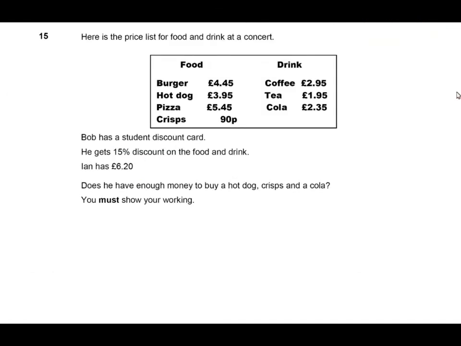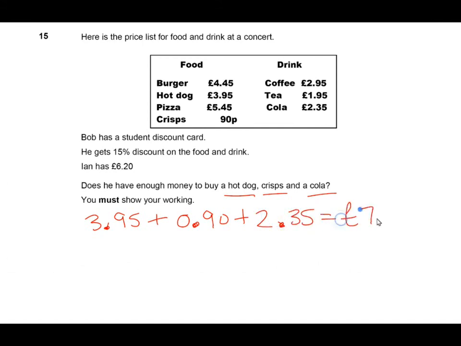Question 15. Here are the prices for a list of food and drink. Bob has a student discount card and he gets 15% discount on food and drink. Ian has £6.20. Does he have enough money to buy a hot dog, crisps and a cola? So the hot dog is £3.95. The crisps are 90p. And the cola is £2.35. So if he didn't have a discount, he would need £7.20.